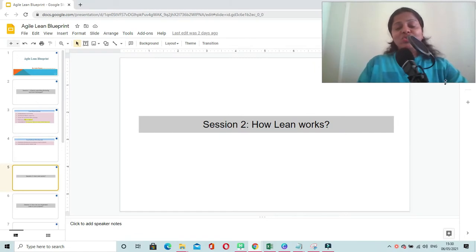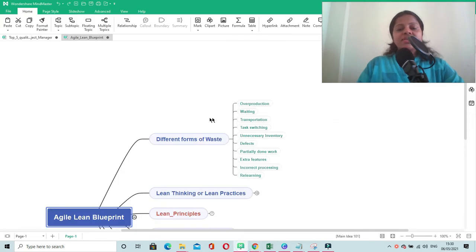Welcome to session 2 of Lean Blueprint. In this session, we will understand all the different forms of waste that are present in the process and how we can eliminate that waste. So, let us understand the different forms of waste which we can think of.